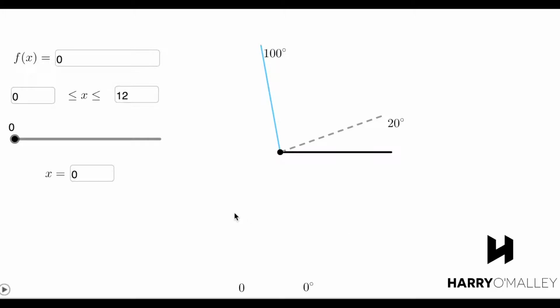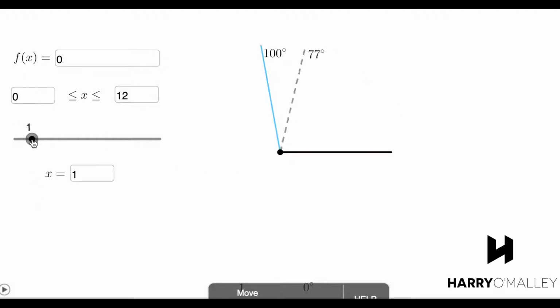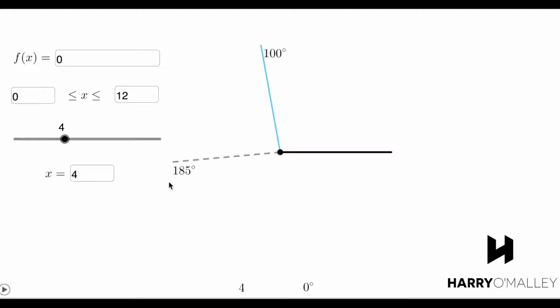Okay, in this simulation puzzle, you're given rotation over time. And as you move the time slider, what you see is a dashed line that is rotating around this point. You also see a blue line, and that's called your target line. And there's actually a third line that you control here. So you type in 20 and it moves to 20.